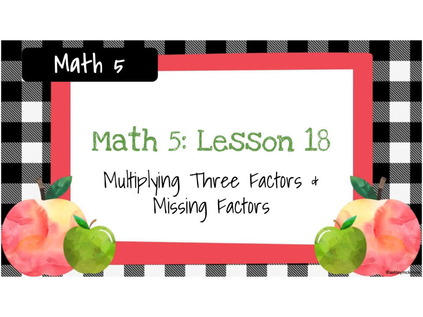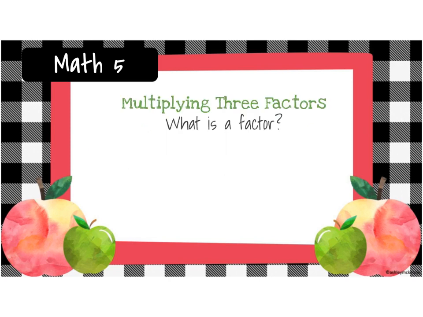Okay, today we are talking about multiplying 3 factors and also missing factors. So first, before we even begin, we need to know what a factor is. So can somebody raise their hand? Okay, what is a factor? A factor is something that you are multiplying with. A number that you are multiplying in a multiplication problem. Okay, it's a number that you are multiplying within a multiplication problem.